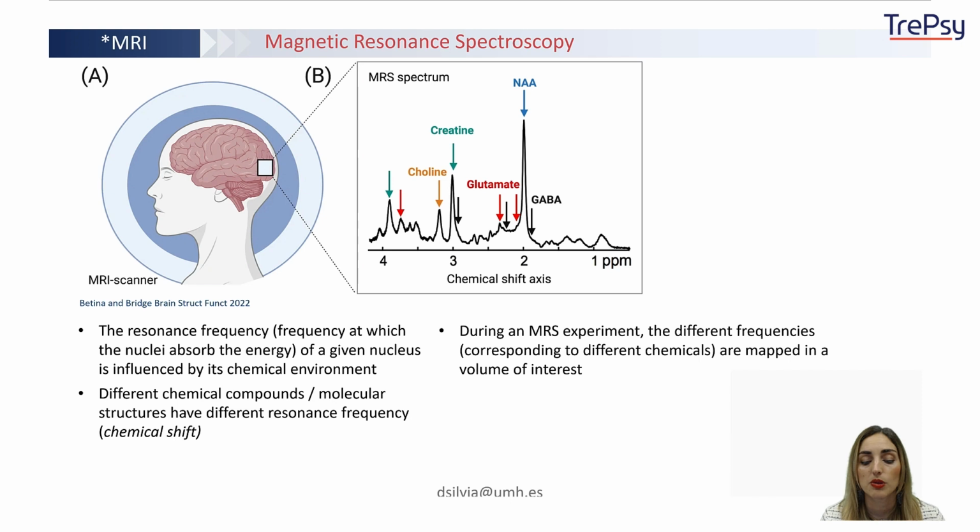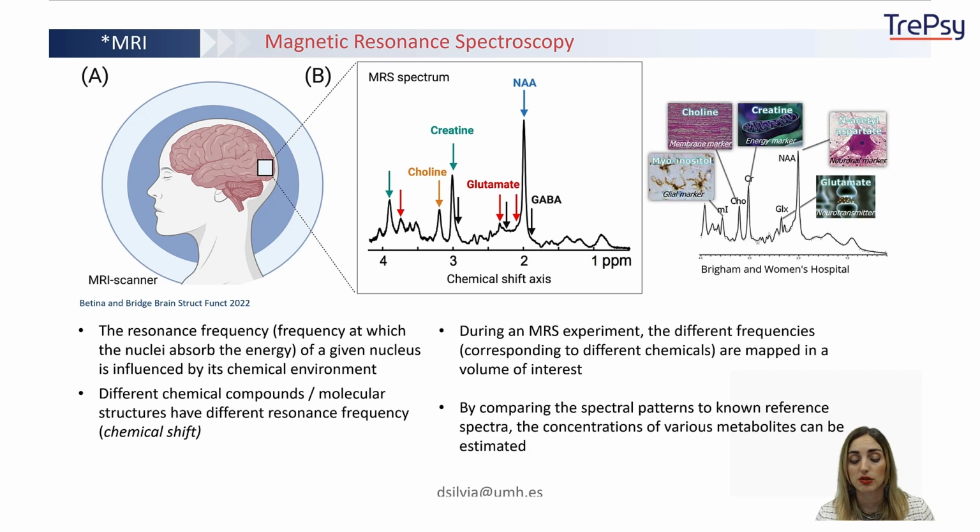So what do I do in an MR spectroscopy experiment? I select a volume of interest for my stimulation, and then I map the different frequencies in this volume of interest. These frequencies will appear as peaks in the spectrum, and will correspond to different chemicals. And this is an example from a recent review.